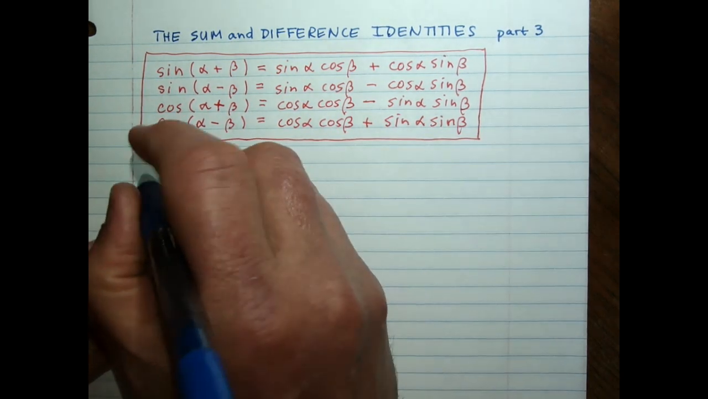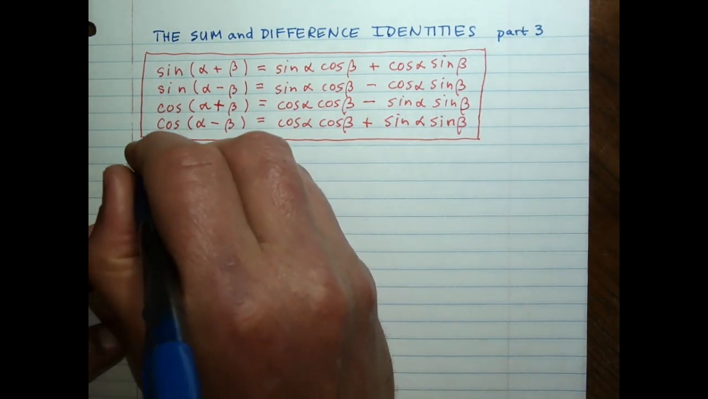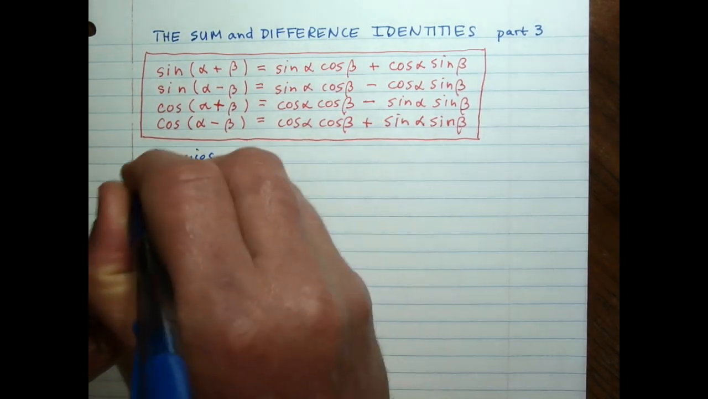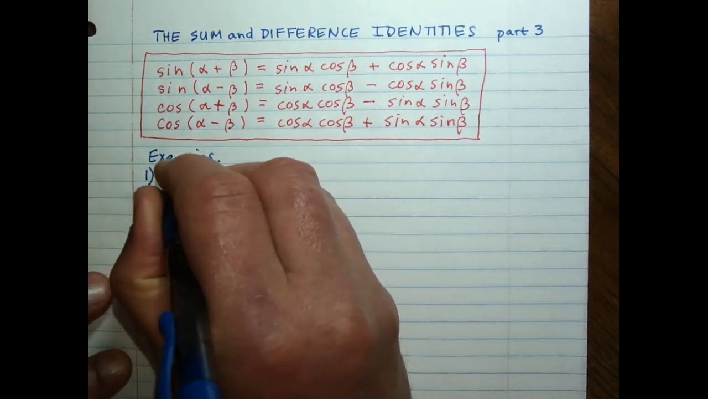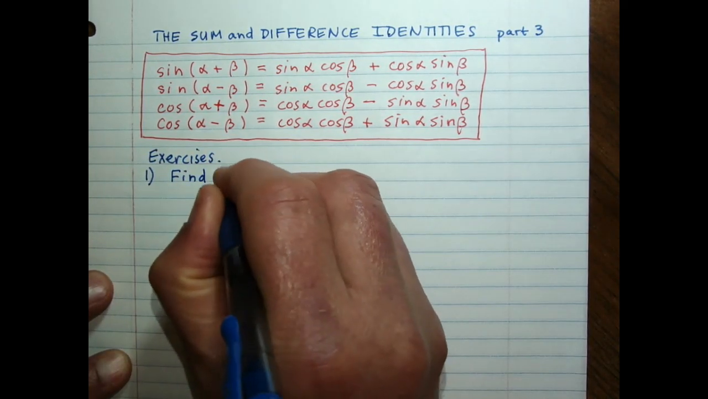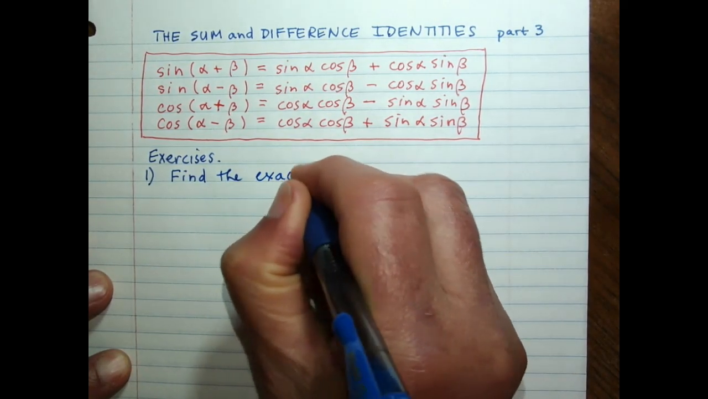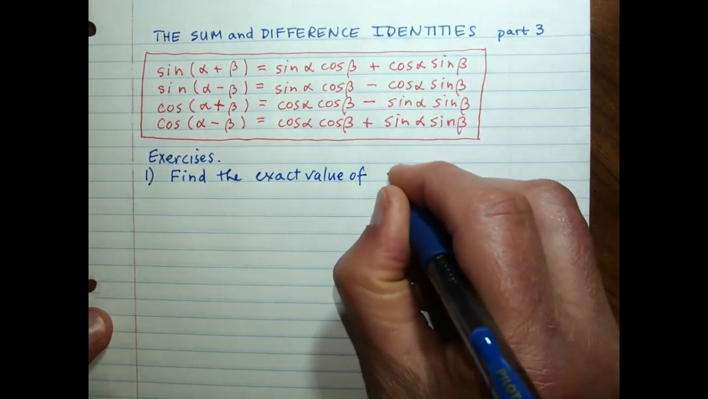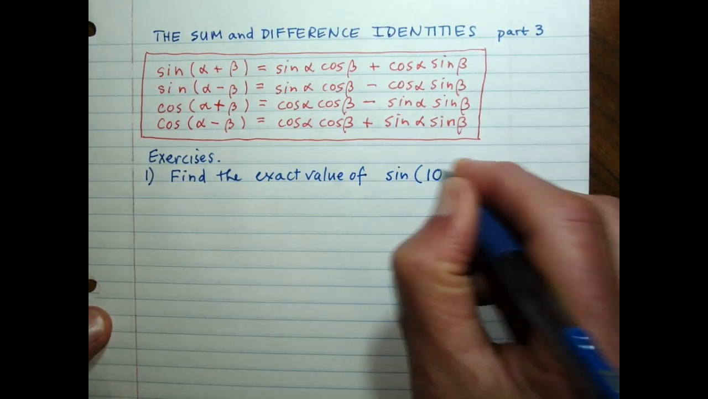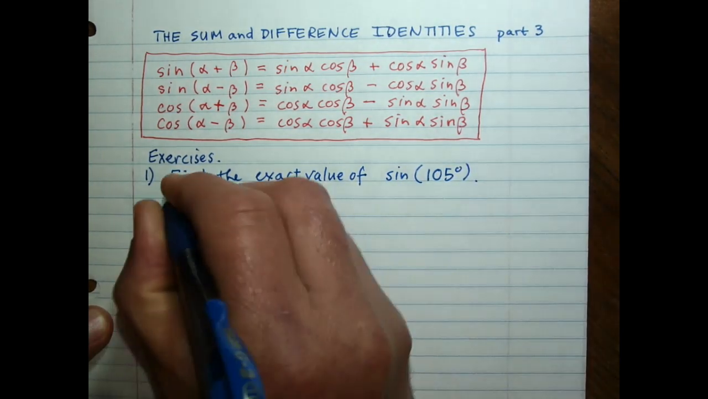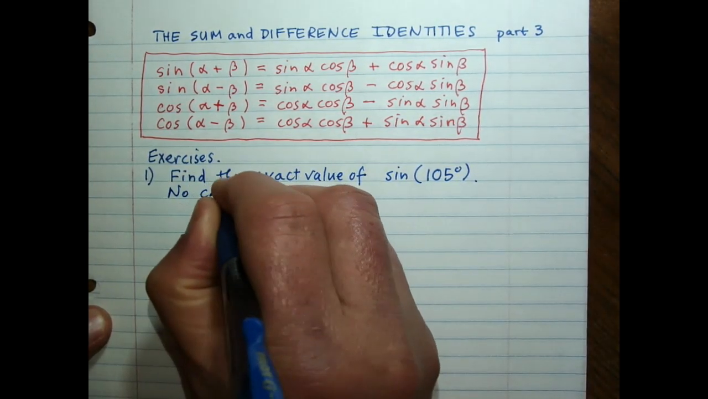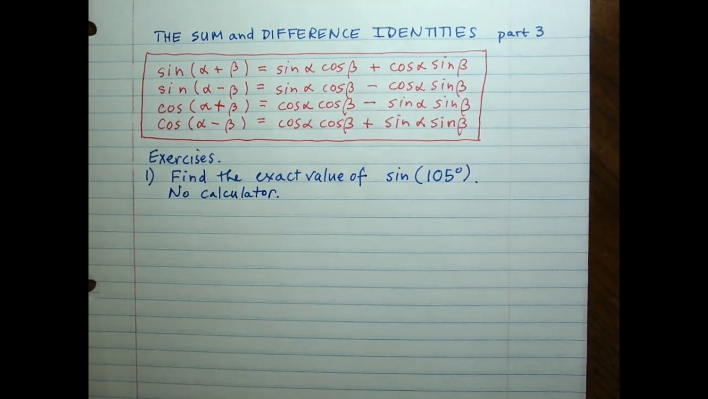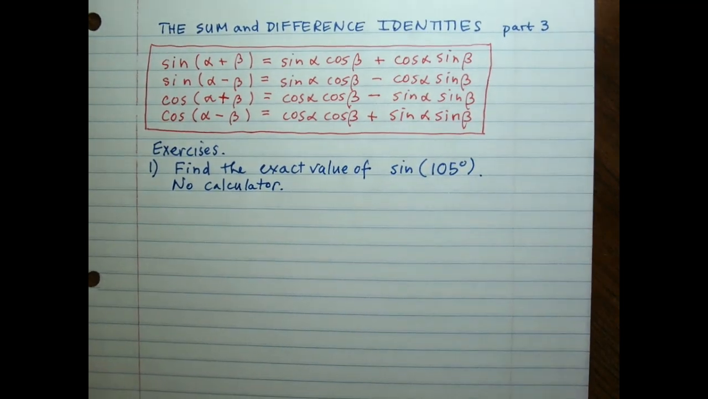So what you might see on an exam is, we'll call this exercises. Number 1, find the exact value of the sine of 105 degrees, no calculator. Of course, with a calculator, you could just plug in 105 degrees and get the sine.